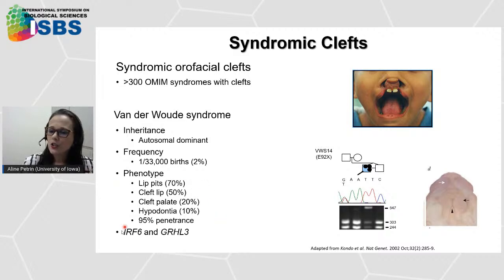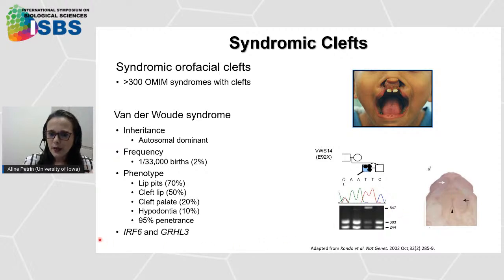We know that mutations in IRF6 and GRHL3 cause Van der Woude syndrome. On this side of the slide, I'm showing you the first monozygotic twins, the identical twins, that were sequenced here at the University of Iowa, and that allowed us to discover that IRF6 was the causal gene. Then after that, we conducted expression analysis showing that IRF6 was highly expressed in the medial palate, tooth buds, hair follicles, and also skin.